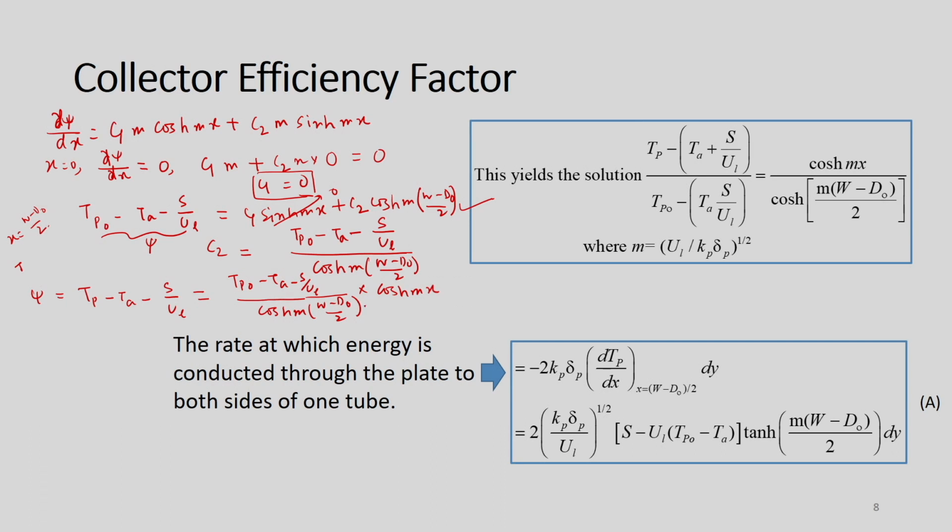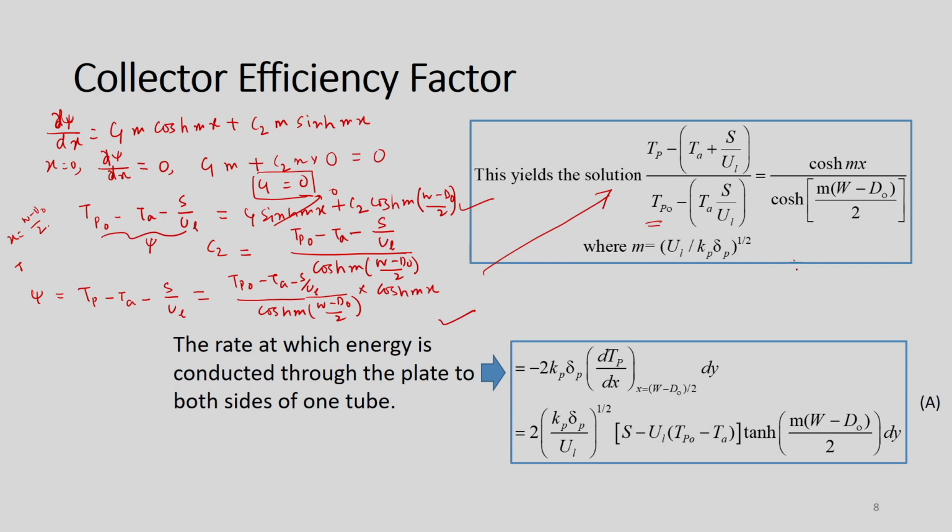If we divide the entire expression by this Tpo minus Ta minus S by UL, then what we will get is the yield of the solution. So, this will be something like this, Tp minus Ta. So, we can just modify the expression. So, this will be something like this.